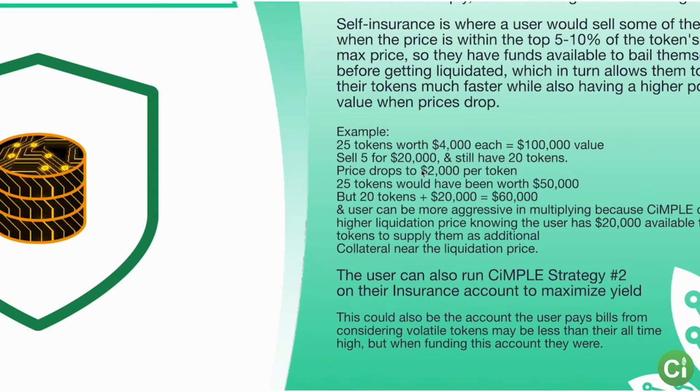Then the price drops to $2,000 per token. The 25 tokens, had we not sold, would have been worth 50,000, but the 20 tokens plus the $20,000 is 60,000. So if we take 60,000 minus the 50,000, we're left with $10,000 more that the portfolio would have been worth because the user did the strategy. Then you take that 10,000 and divide it into 50,000, and it's 20%. So at this moment in time, the portfolio is worth 20% more than it would have been worth otherwise, right?